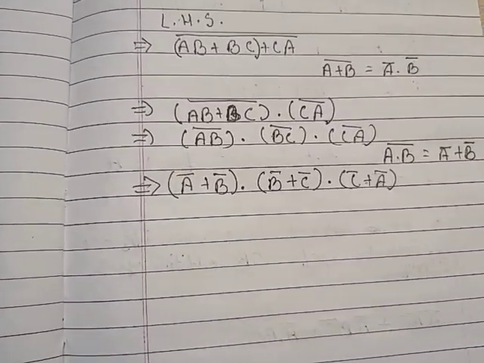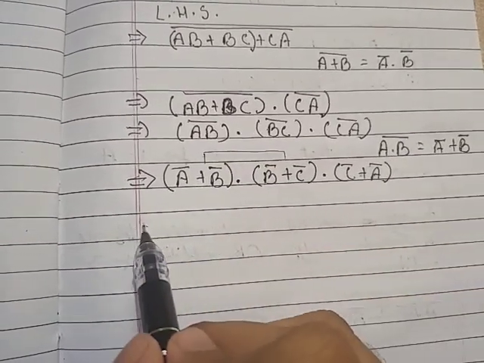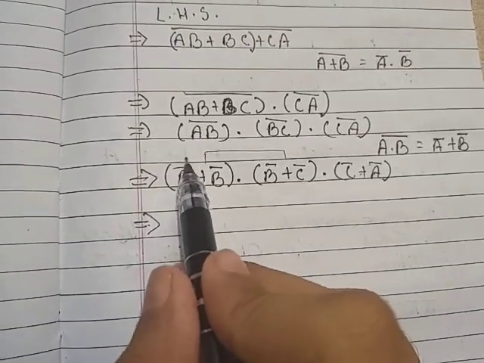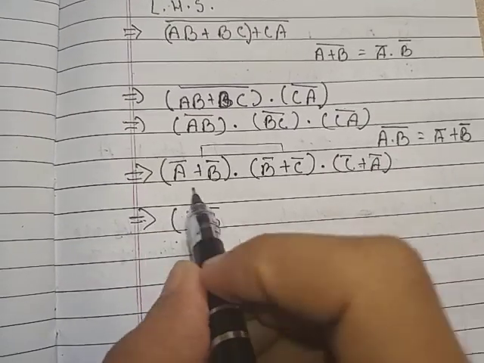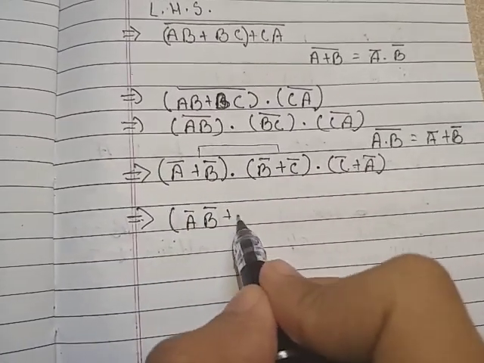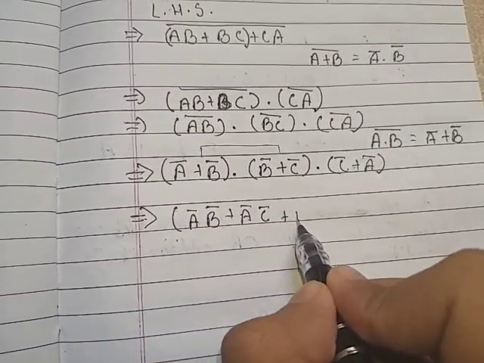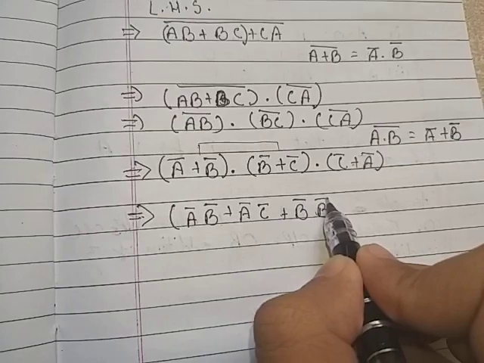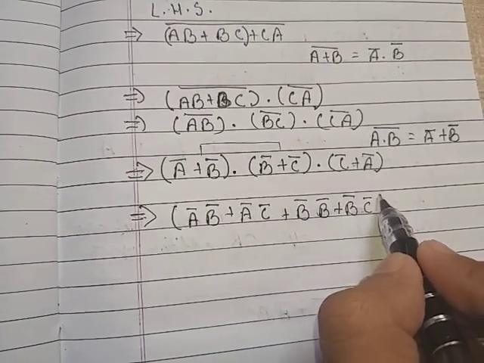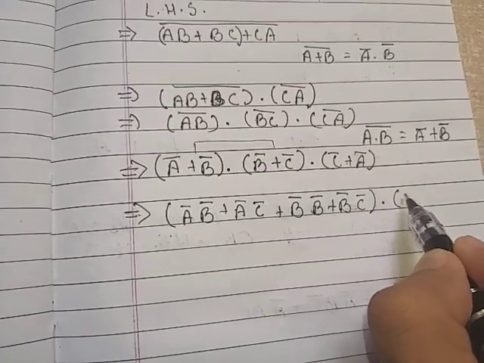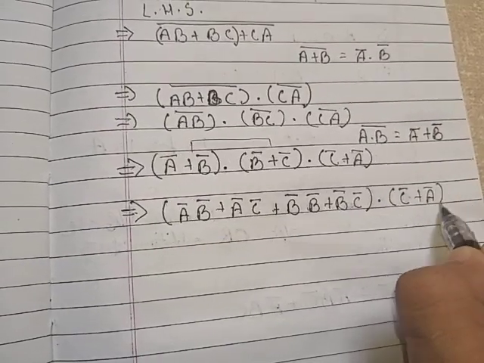Now I am going to open the brackets. So first I am going to open these two brackets. I will get A bar B bar plus A bar C bar plus B bar B bar plus B bar C bar, dot, the third bracket is as it is, C bar plus A bar.